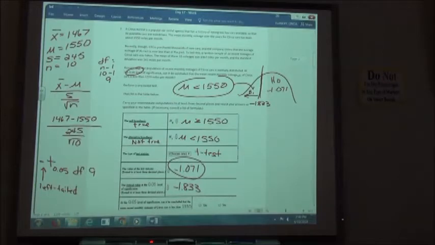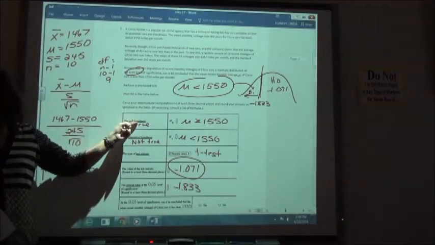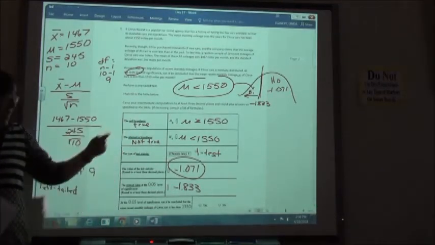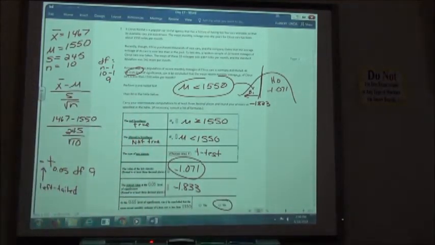Can we say it was less than 1550? No, because that was the not true statement, right? We said the true statement was that it was greater than or equal to the 1550. So no, we can't say that. It's not true. Based on our statistics, it's not true.